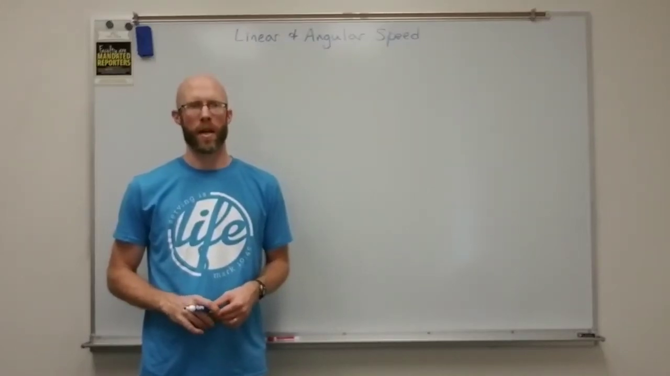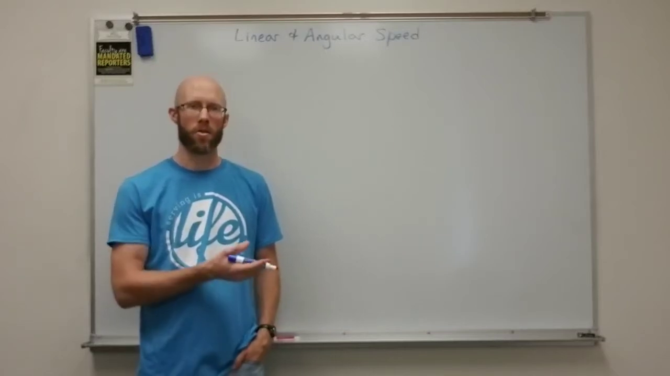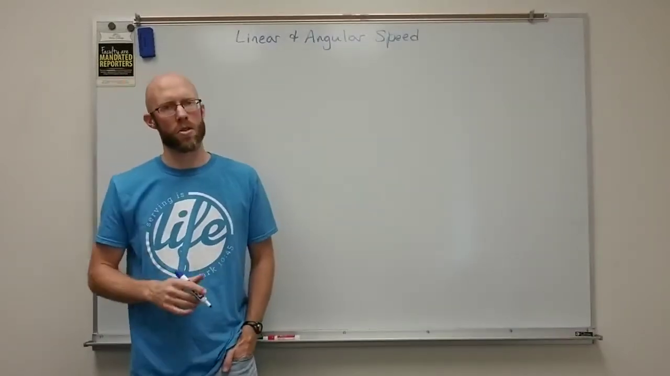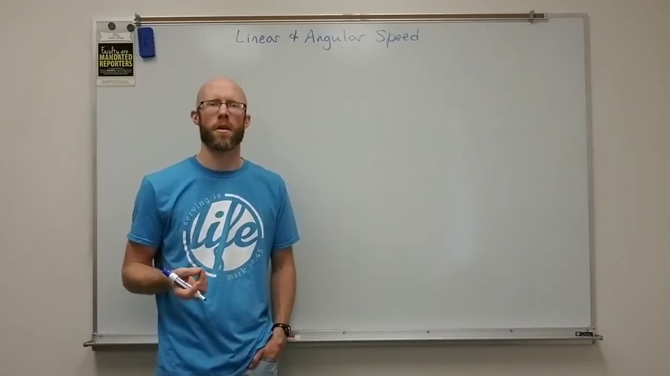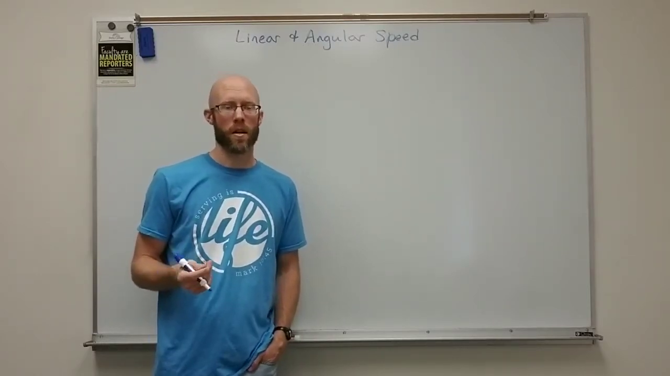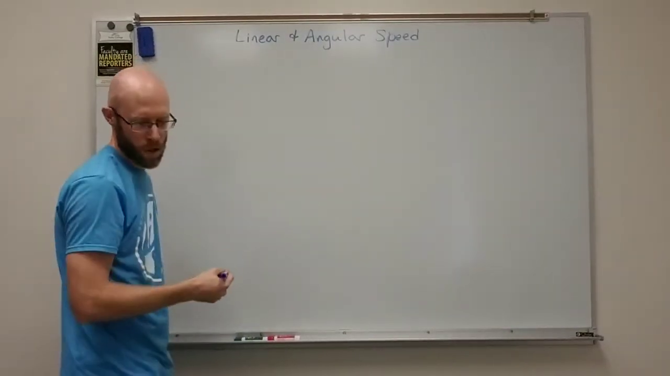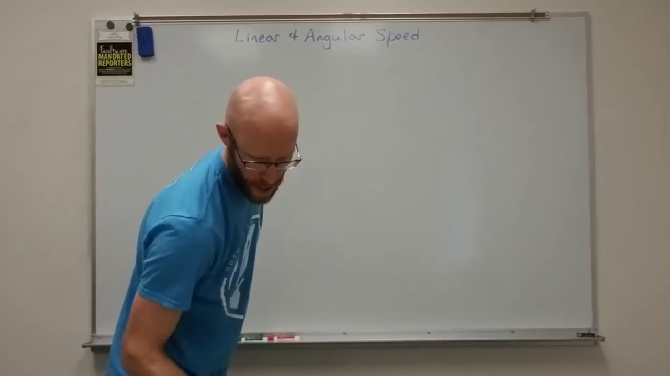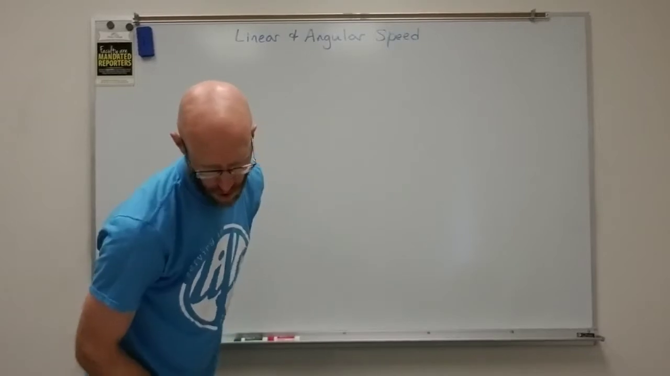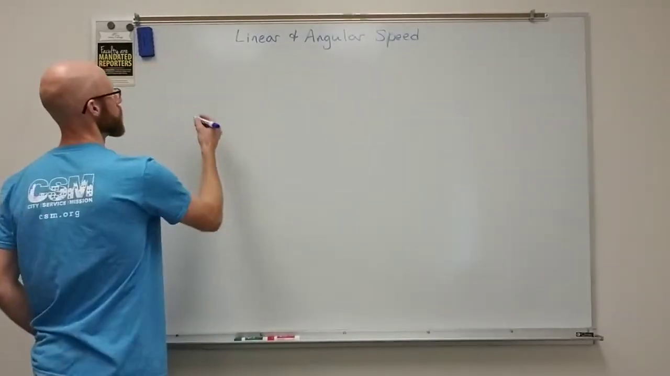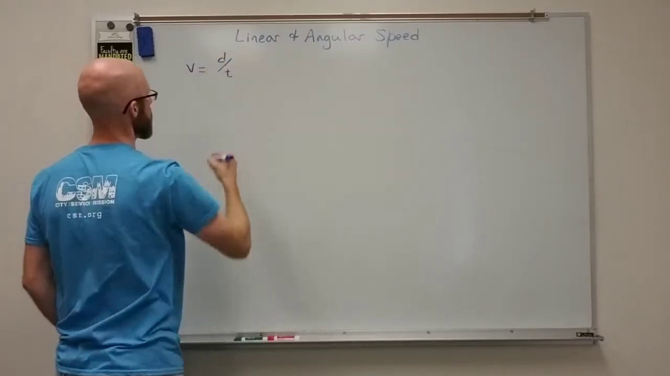Another interesting application that we're going to deal with radian measure is linear and angular speeds. You've probably seen things about linear speed or velocity. We're going to use the letter v as our variable for linear speed. Okay, so you probably know that linear speed is distance divided by time.